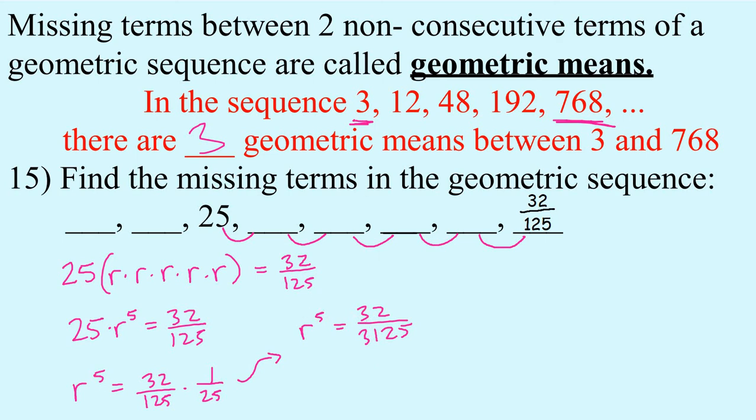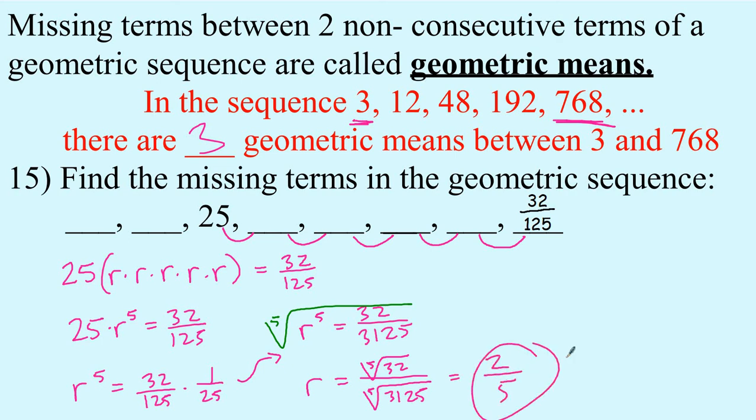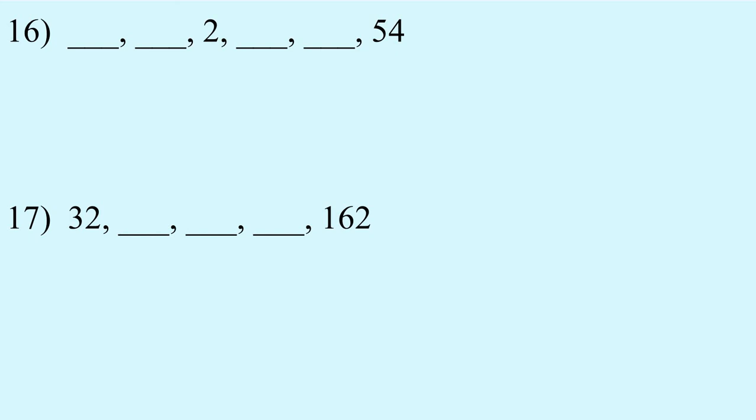So to get rid of the 5 there, we need to take the 5th root. So we do that, we get r on the left side, and then now we just plug in our calculator, the 5th root of 32 over the 5th root of 3,125. So we end up with 2 over 5. Okay? Let's keep doing it. I get a lot of people with questions on this.